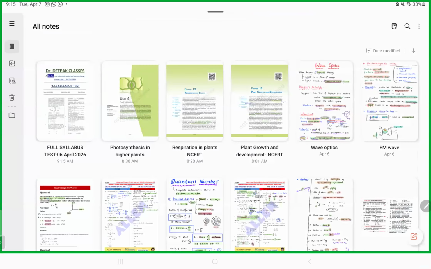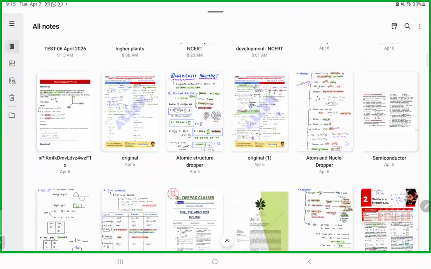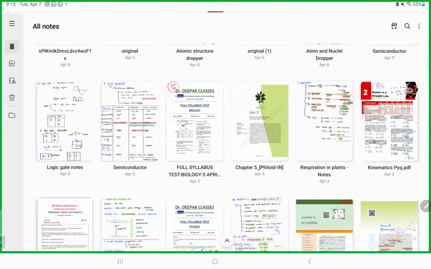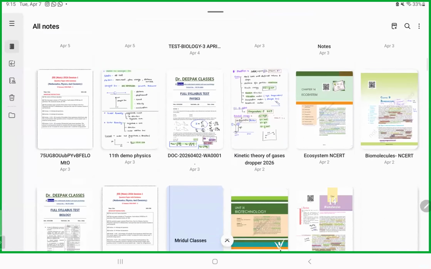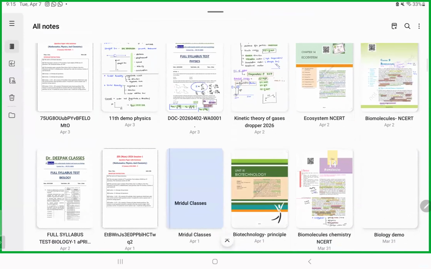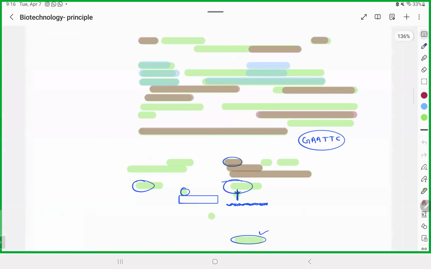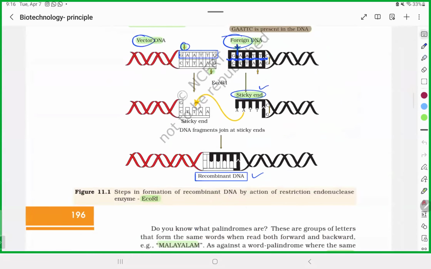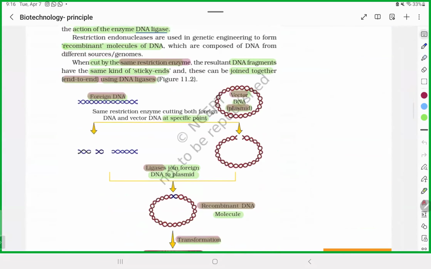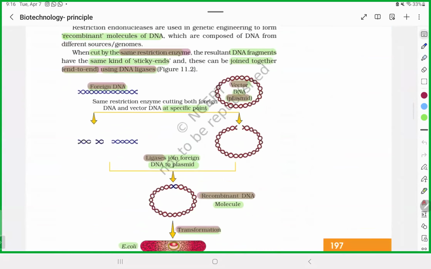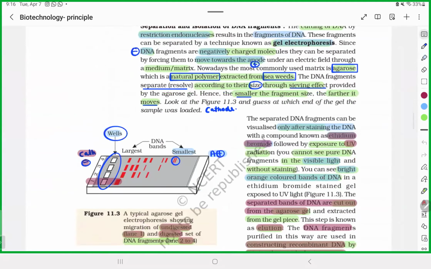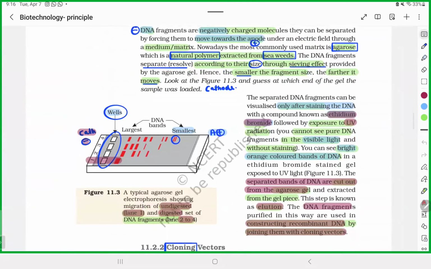We did DNA biotech recently, biotechnology principles and processes. Can you send biotech chapter 2 questions? Because I did the chapter at night yesterday. Sure, Anita.